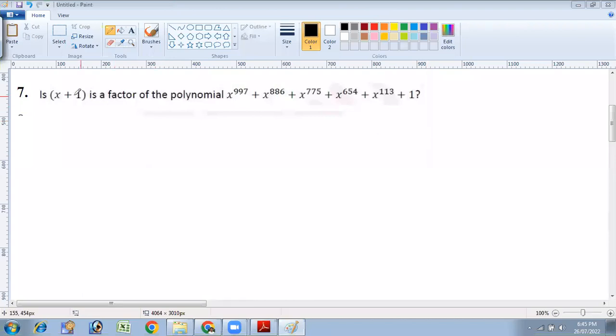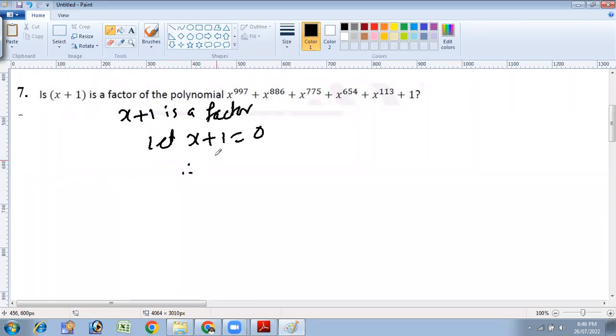Okay, look how to solve. Here it is clearly given x plus 1 is a factor. So what we can say, let x plus 1 is equal to 0, then the value of x is equal to -1. So put the value of this over here.